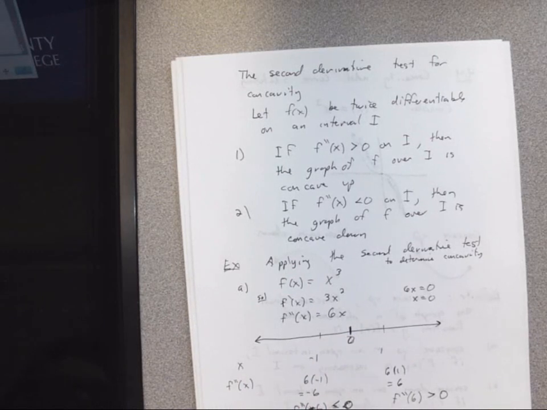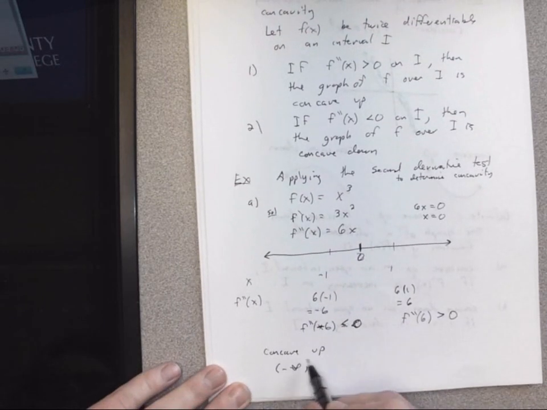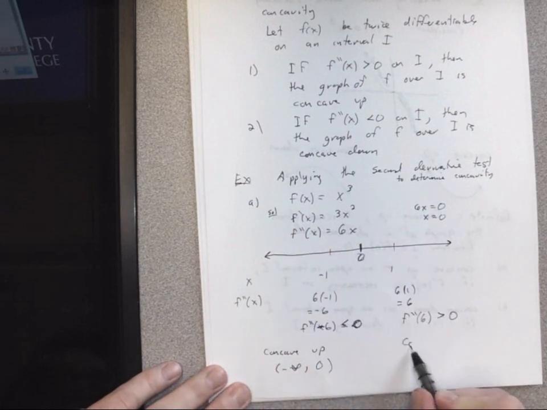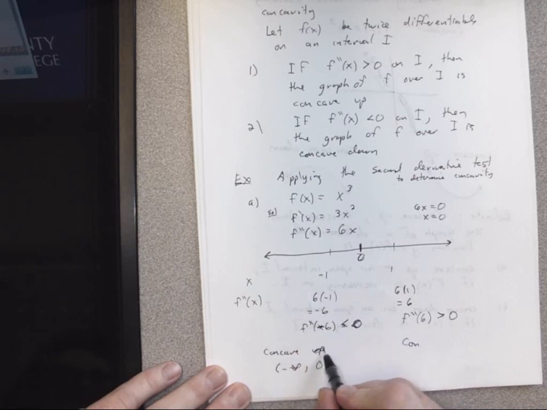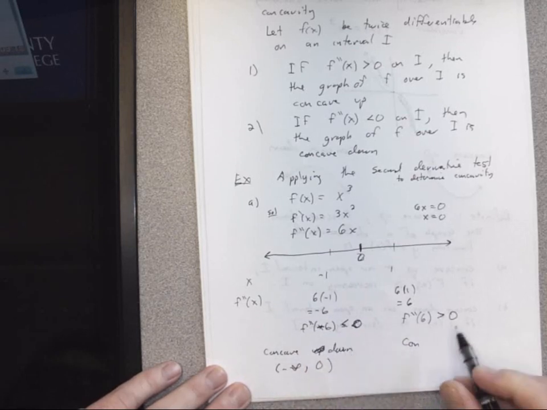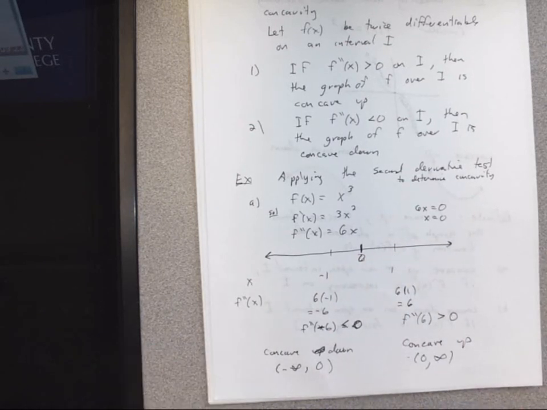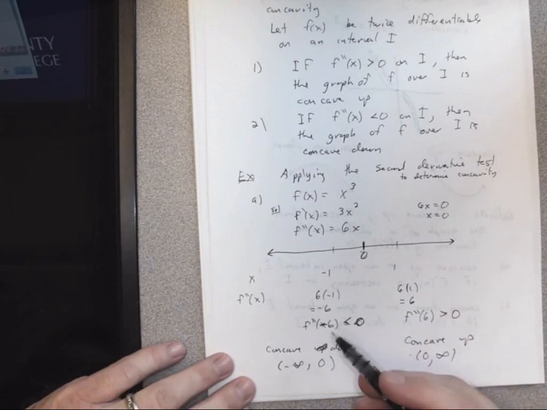So this is going to be -infinity to 0, and I apologize, it's not concave up, it's concave down. And this is going to be concave up on this interval, from 0 to infinity. It's rough not having you guys here to fix my mistakes. Keep me honest, but I'll try to keep them at a minimum.